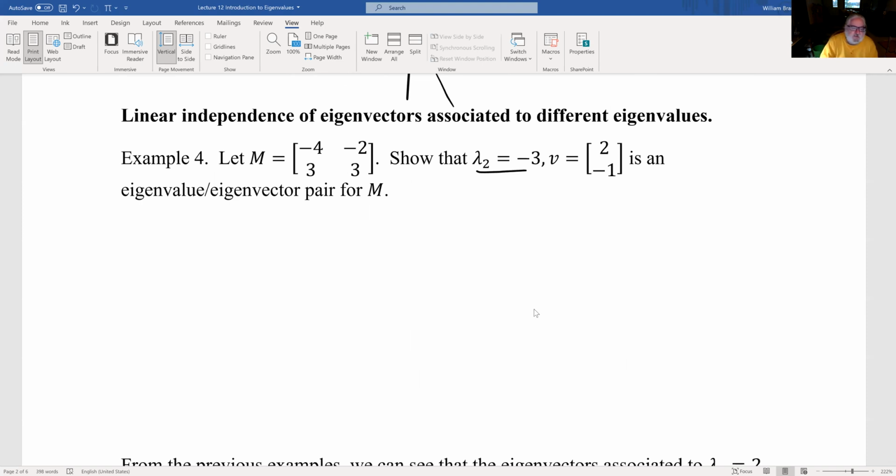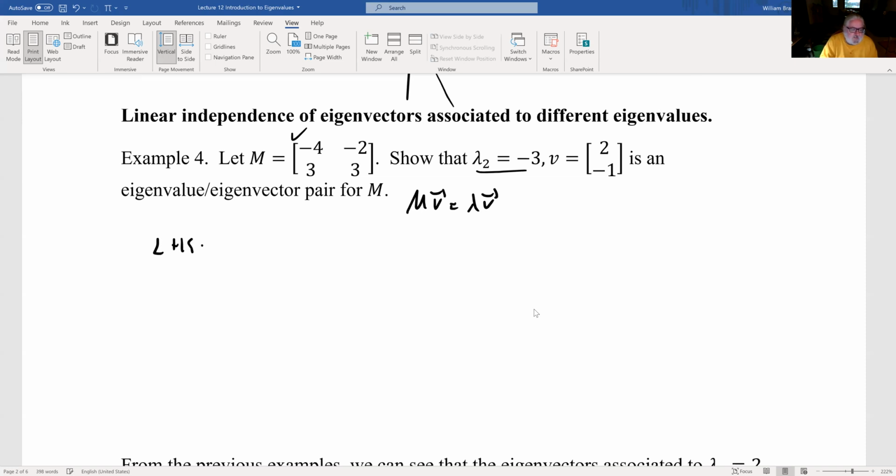So lambda 2 equals minus 3. But this is the same matrix that we had up in example 1. So show that lambda 2 equals minus 3, v equals (2, -1) is an eigenvalue-eigenvector pair. That means we want Mv equal to lambda v.